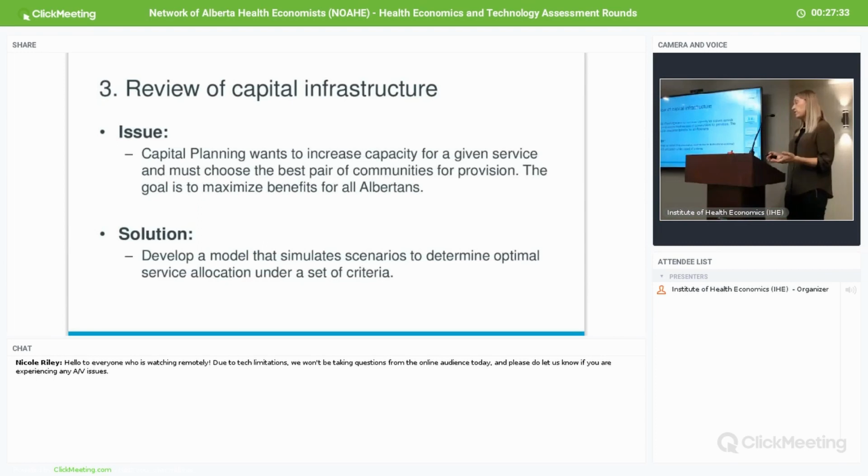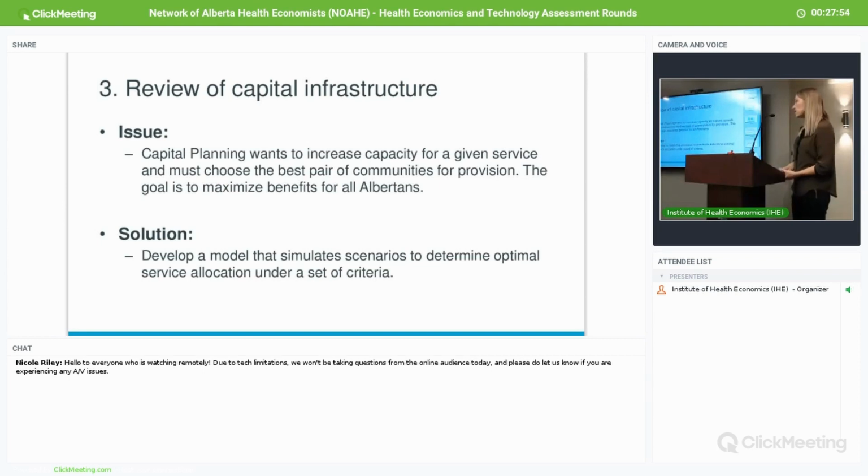Say capital planning, which is a branch internal to Alberta Health, wants to increase capacity for a given service and must choose only 2 communities to increase capacity in. The goal would be to maximize benefits for all Albertans. So we're not just trying to optimize care within a community, we're thinking about who external to that community would dynamically change their behavior and start going there.